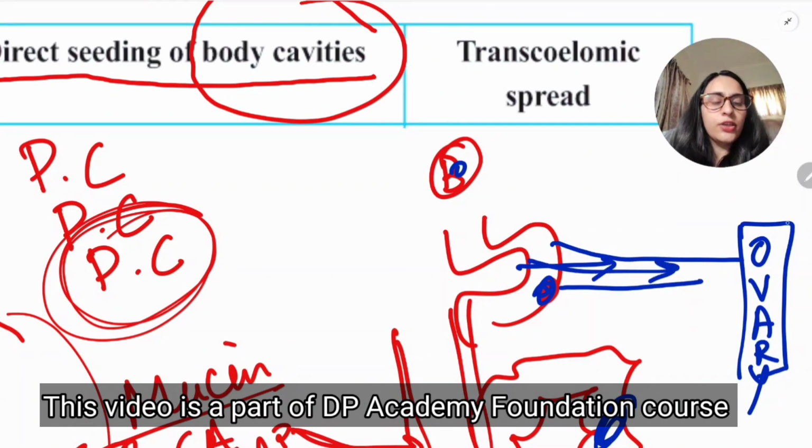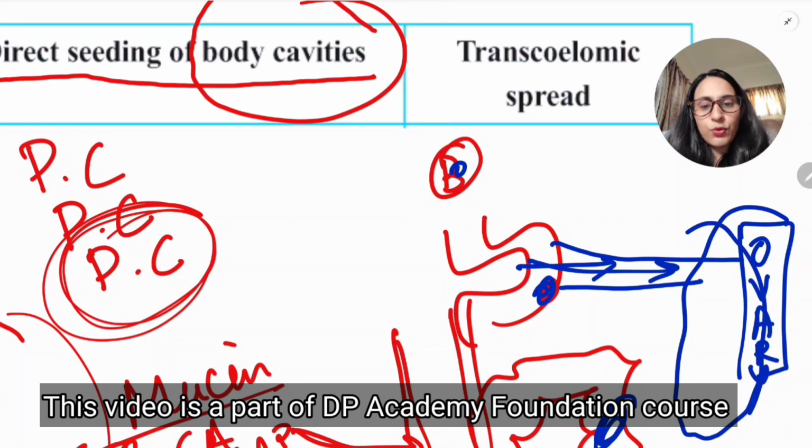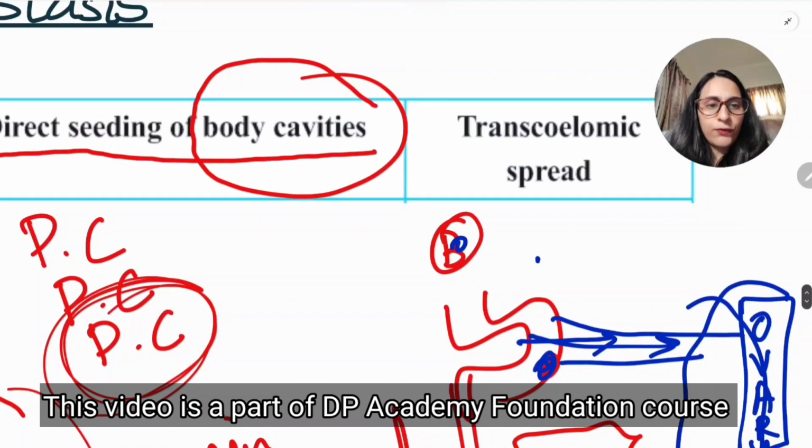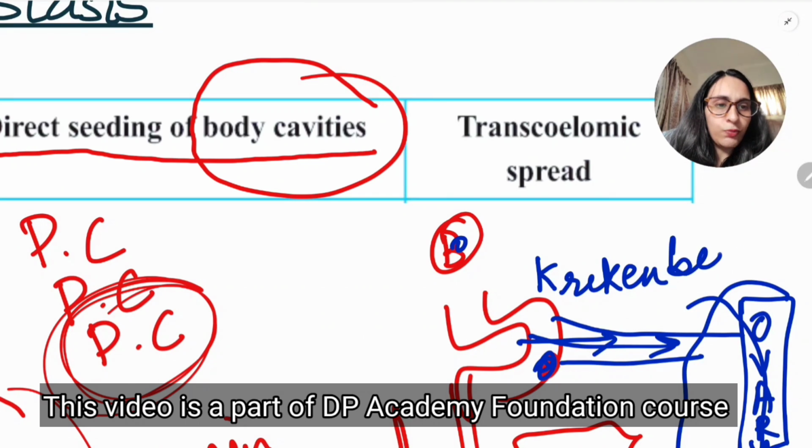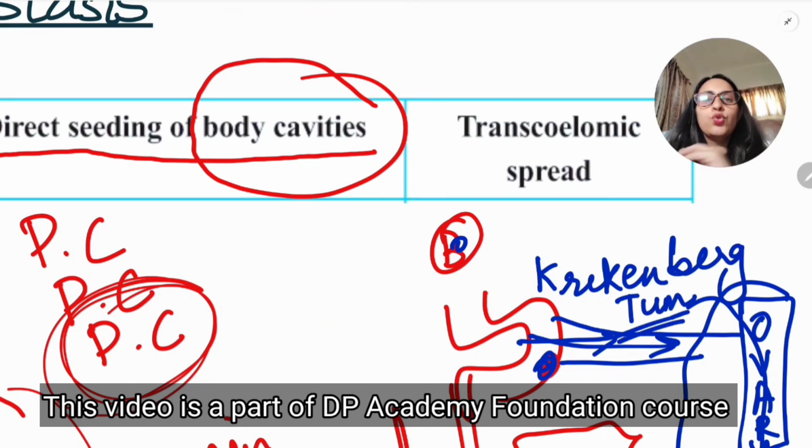It goes via the body cavity to the ovary, and then it is deposited in the ovary, and this kind of tumor is known as Krukenberg tumor. Krukenberg tumor. This is a tumor from the stomach. It goes via the body cavity and then it gets deposited in the ovary. It is a tumor of the ovary that is known as Krukenberg tumor.